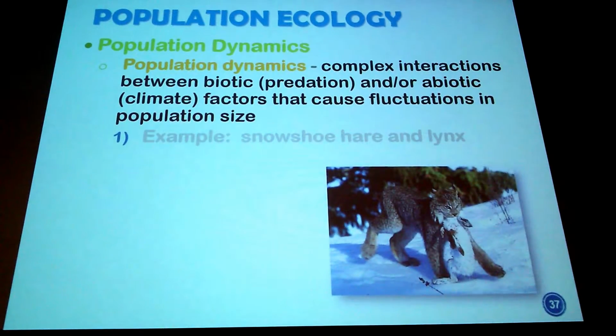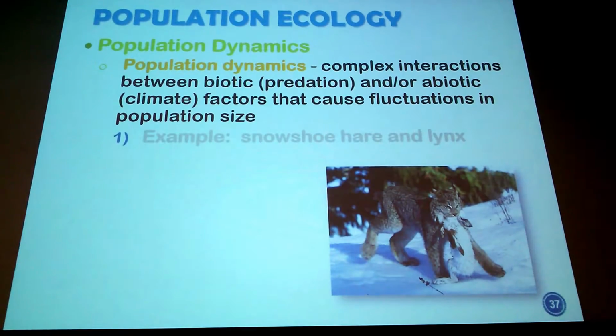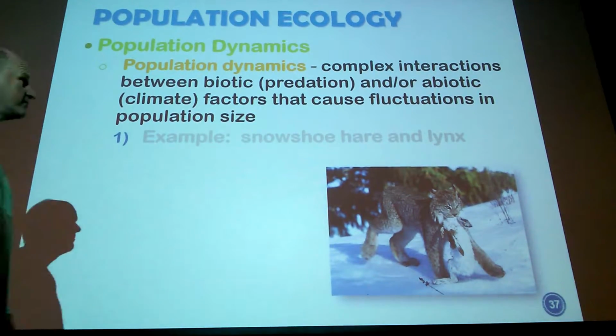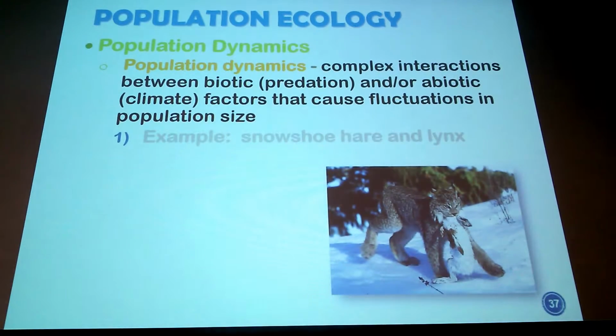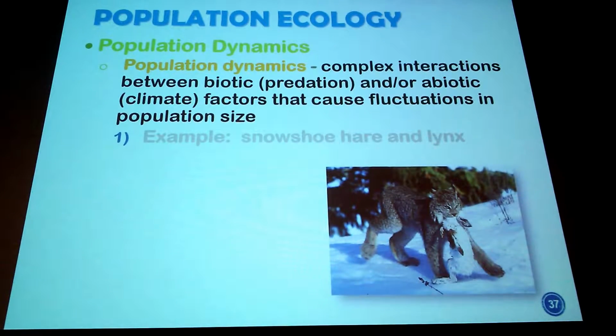Population dynamics: complex interactions between biotic factors, such as predation, and abiotic climate factors that cause fluctuations in population size. And again, the basic example being the snowshoe hare and the lynx.